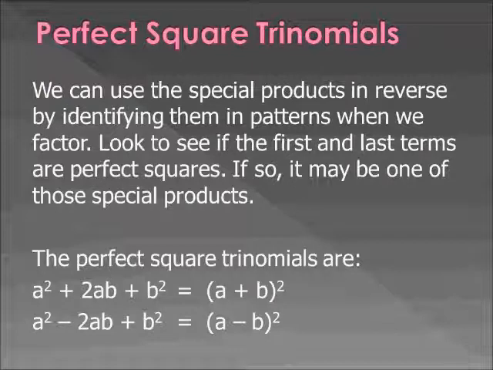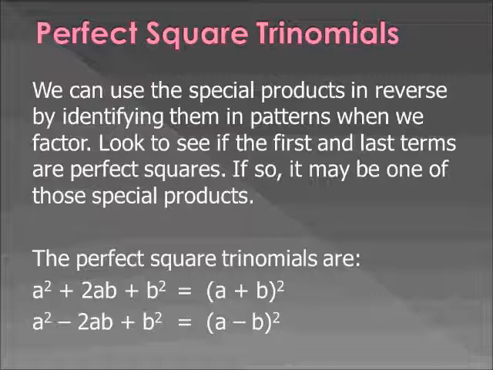Now I mentioned in the previous slide lecture that there are perfect square trinomials that you'll want to remember, both forwards and backwards. And if you remember them backwards, it'll make it a lot easier for you to do some factoring. So you're going to use the special products in reverse by identifying them in patterns when you factor. Look to see if the first and last terms are perfect squares. If they are, you might have one of those special products.